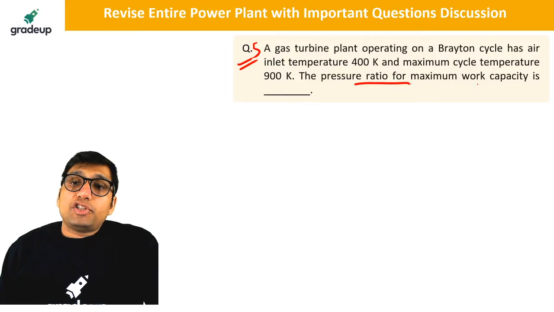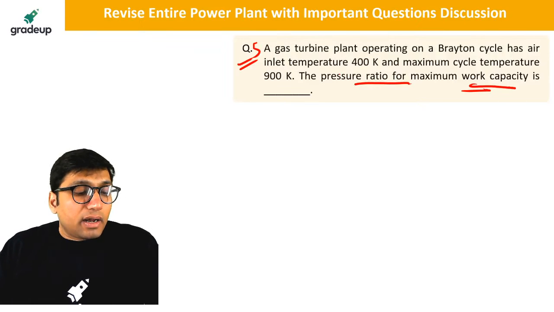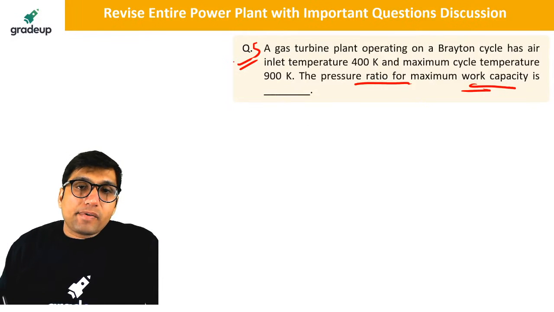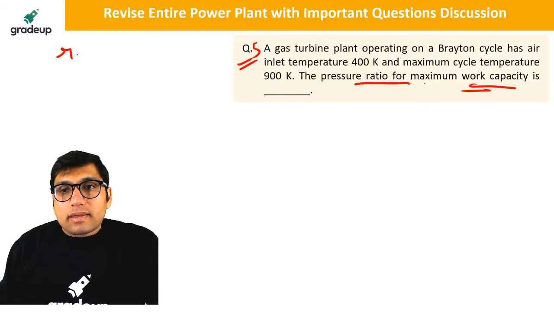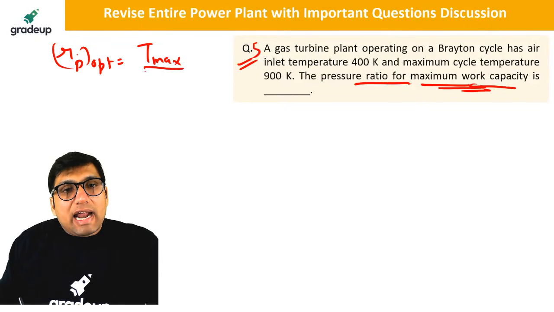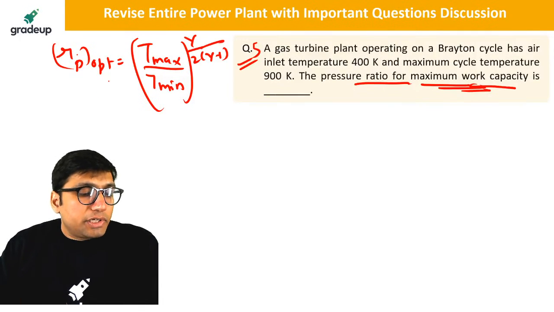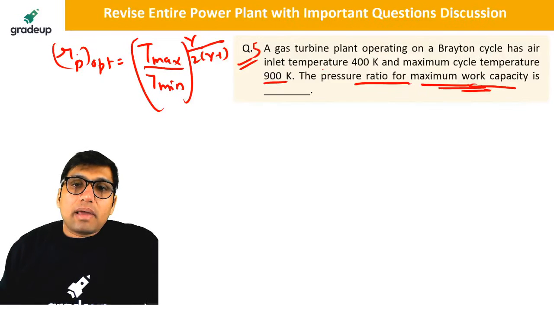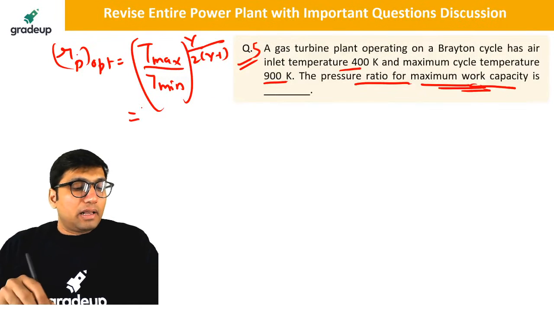You have to find the pressure ratio for maximum work capacity. This type of question can come for 1 mark in the exam. Come on everyone, be quick. For maximum work capacity, the pressure ratio is the optimum pressure ratio, and that will be equal to maximum temperature divided by minimum temperature to the power gamma over 2 times gamma minus 1. This is the formula for optimum pressure ratio. So just put the value, maximum and minimum temperature are given. Just tell me the answer quickly. Come on, be quick.